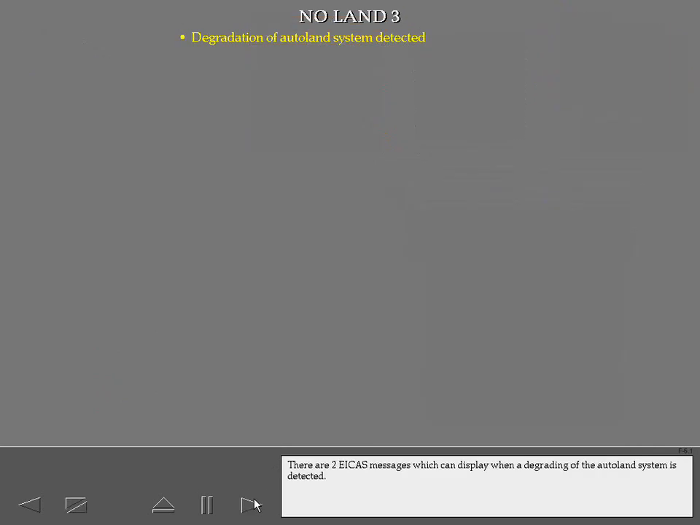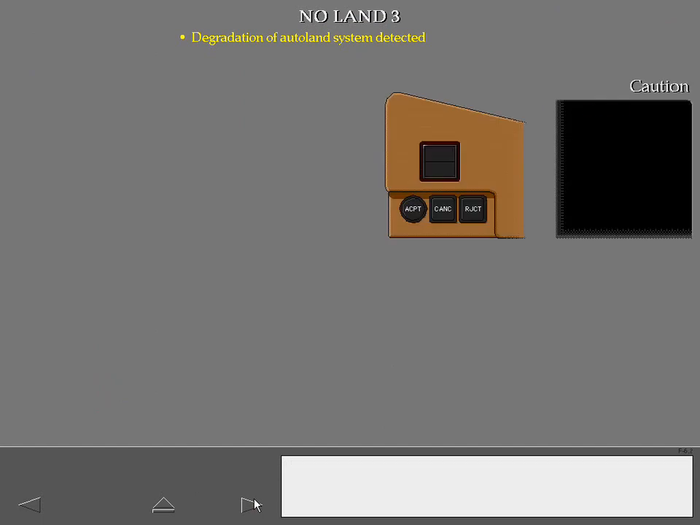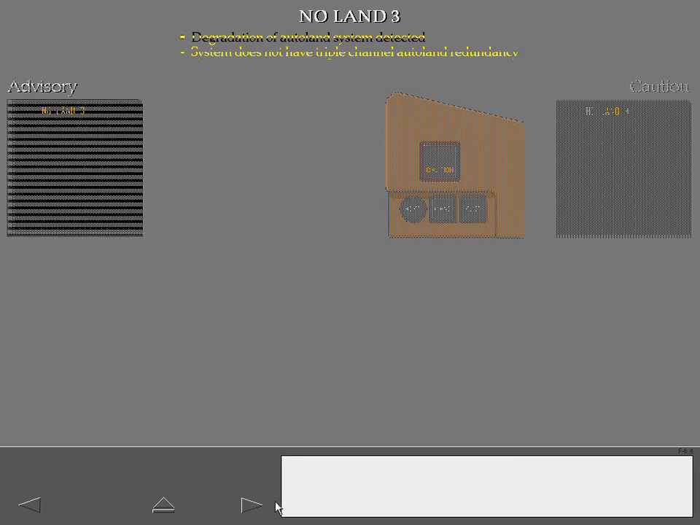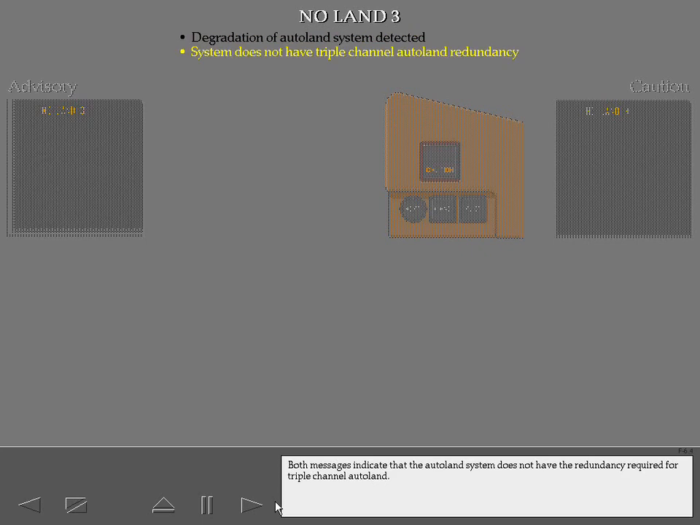There are two ICAS messages which can display when a degrading of the autoland system is detected. Both messages are No Land 3. One is a caution, the other an advisory. Both messages indicate that the autoland system does not have the redundancy required for triple-channel autoland.